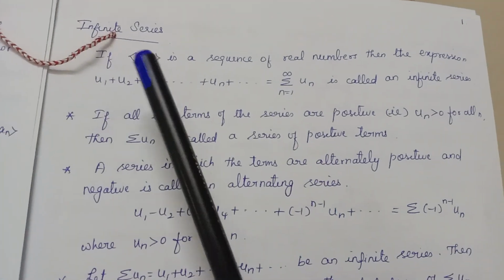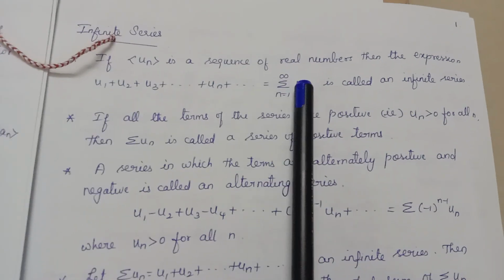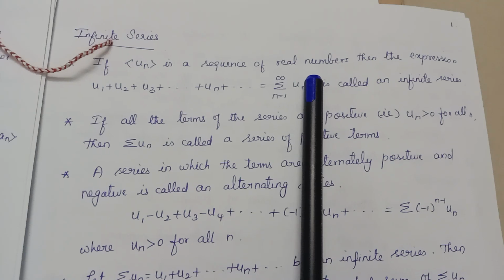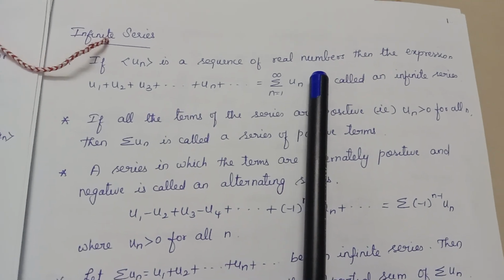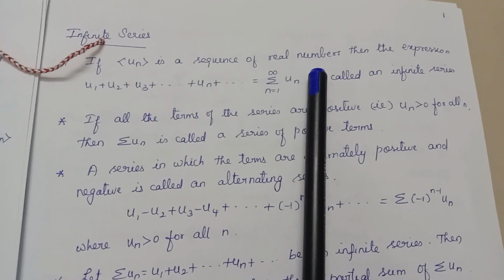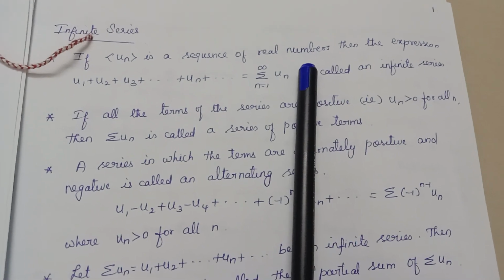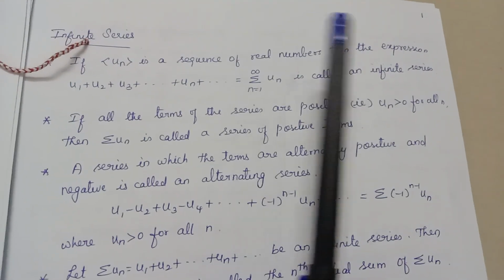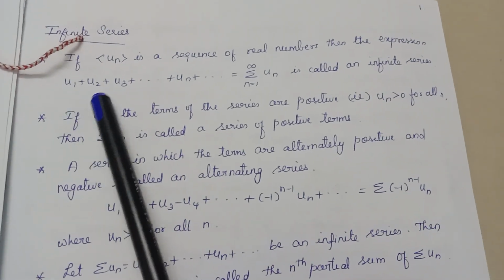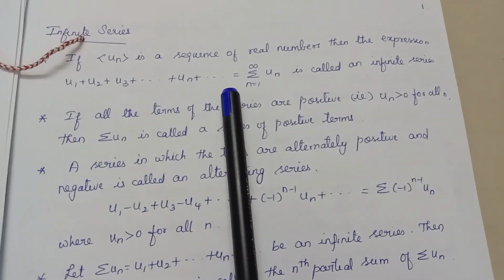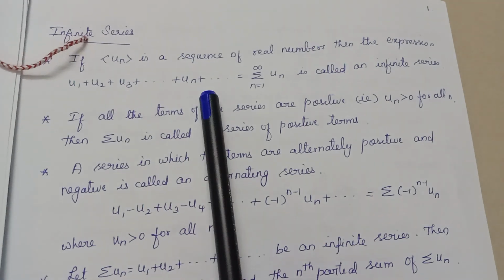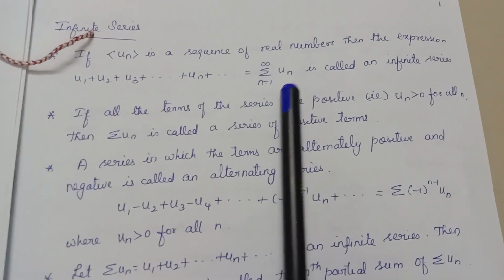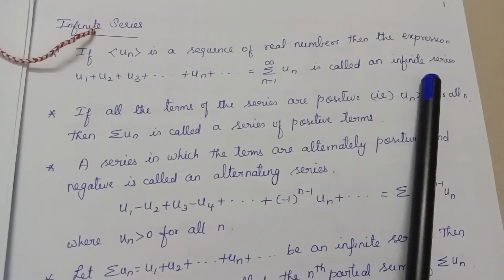An infinite series. Let un be a sequence of real numbers. Already I have uploaded a video on sequences and how to check their convergence. I have done so many problems, so you check that video for better understanding. Suppose un is a sequence of real numbers, then the expression u1 plus u2 plus etc. plus un plus etc., the sum of an infinite number of terms, which is denoted by sigma n equal to 1 to infinity un, is called an infinite series.